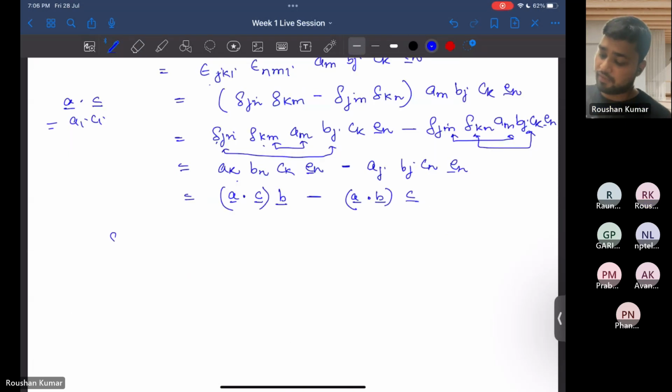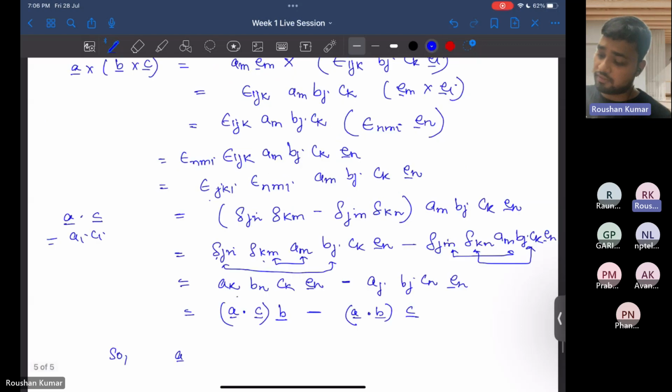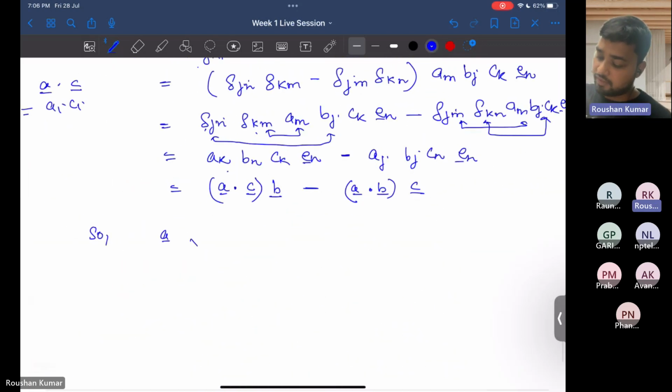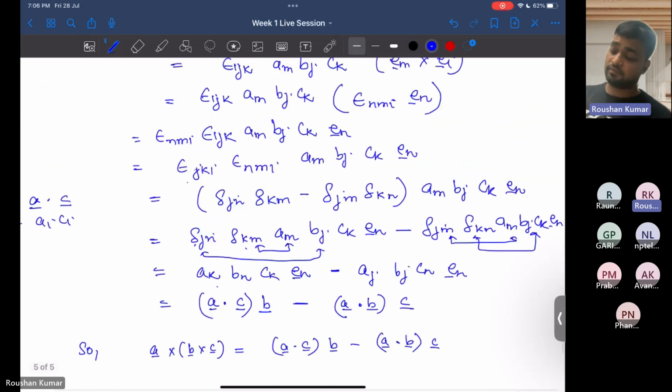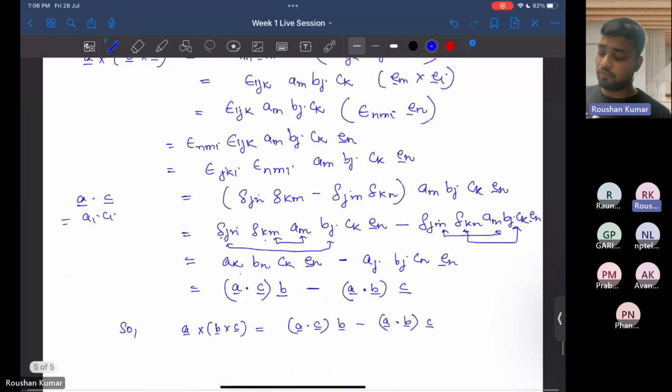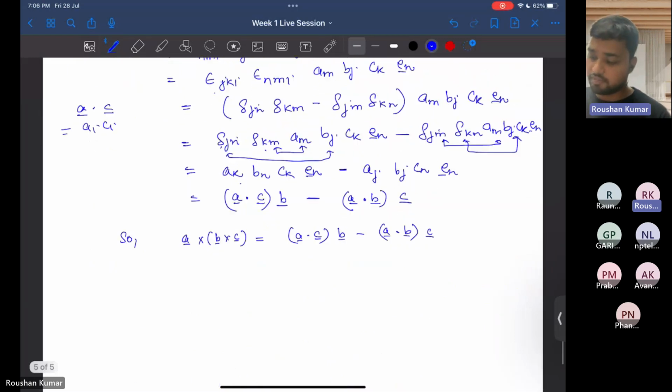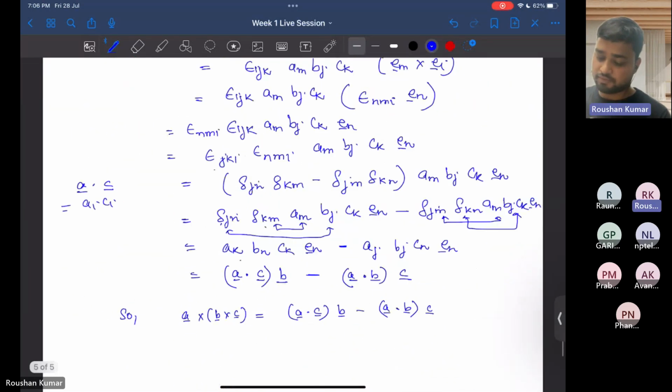So we have proved that A cross B cross C is same as A dot C times B minus A dot B times C, using the permutation symbol and Kronecker delta. Okay, so we have proved this question. Now we move on to the next question, that is question number 8.